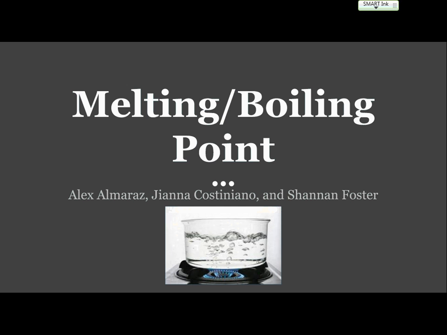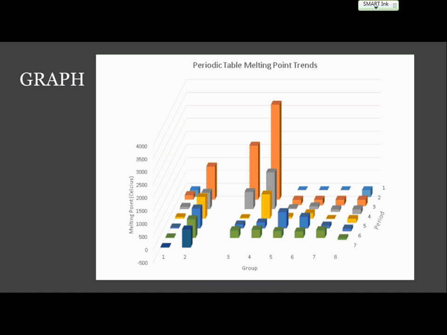Melting point and boiling point, mainly melting point. So the general trend by group is that it decreases in melting point as you go down the group, but there are a lot of exceptions. For example, carbon, which is extremely high, which we'll talk about later.